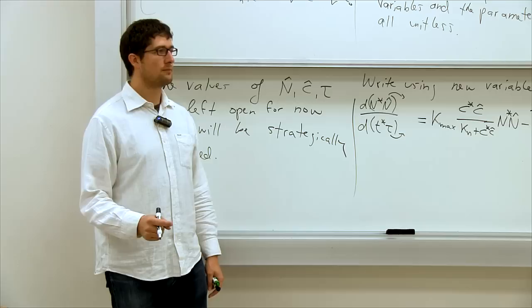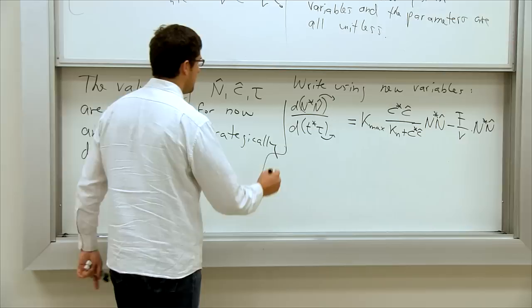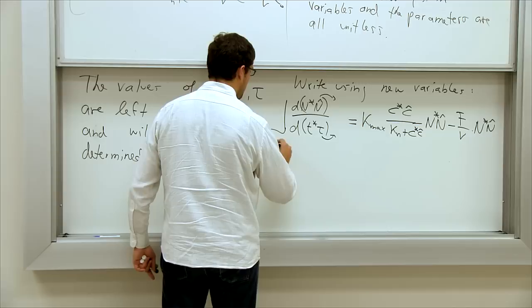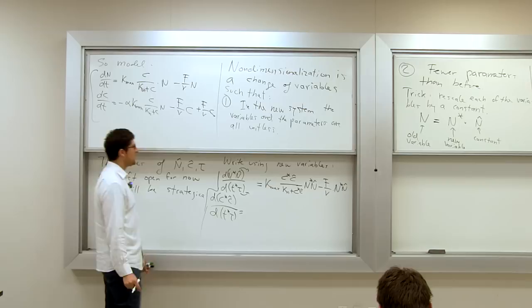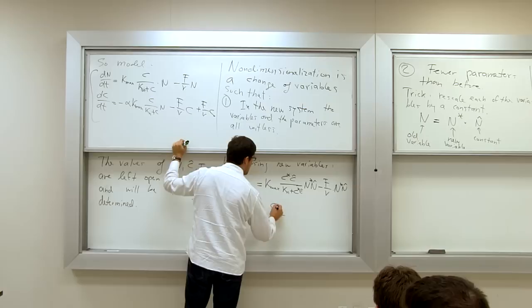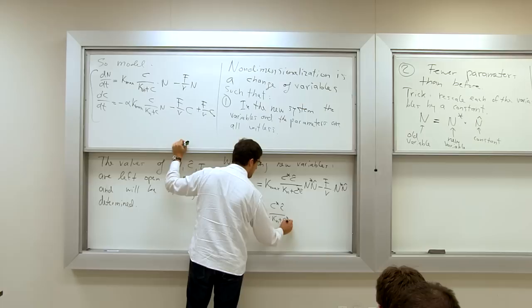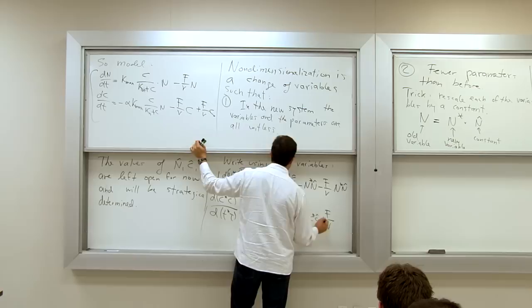Okay, now we're going to do the same thing with the other one. It's going to be a little longer, so let's write it over here. This is now d c star c hat divided by d t star tau is equal to minus alpha k max c star c hat divided by kn plus c star c hat, minus f over v C star C hat plus F over V C zero.